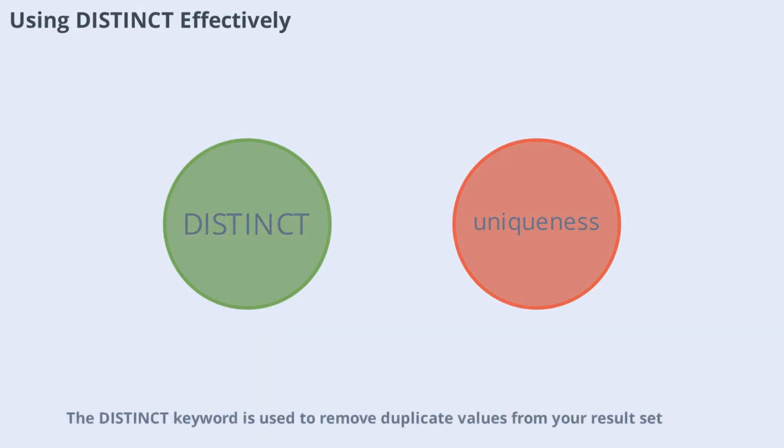The DISTINCT keyword is used to remove duplicate values from your result set. It's especially useful when you want to list unique entries, such as unique departments or cities. In interview scenarios, you might be asked to count unique values or display only distinct records, making this keyword a must-know.